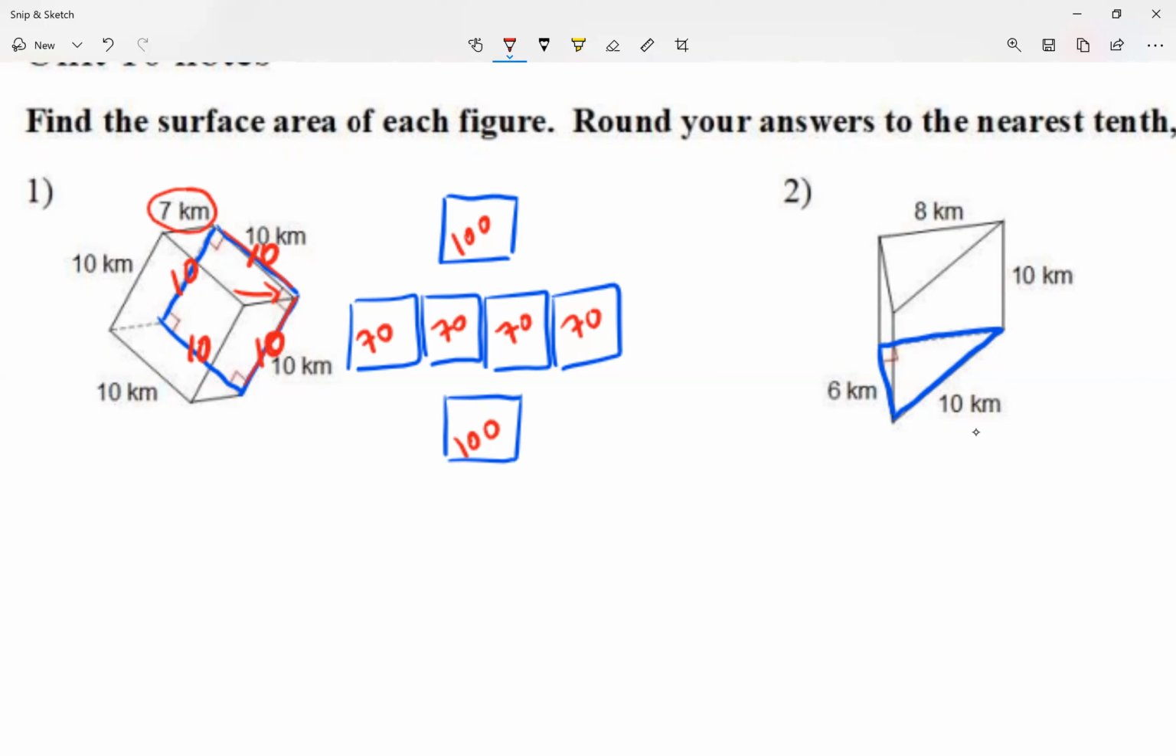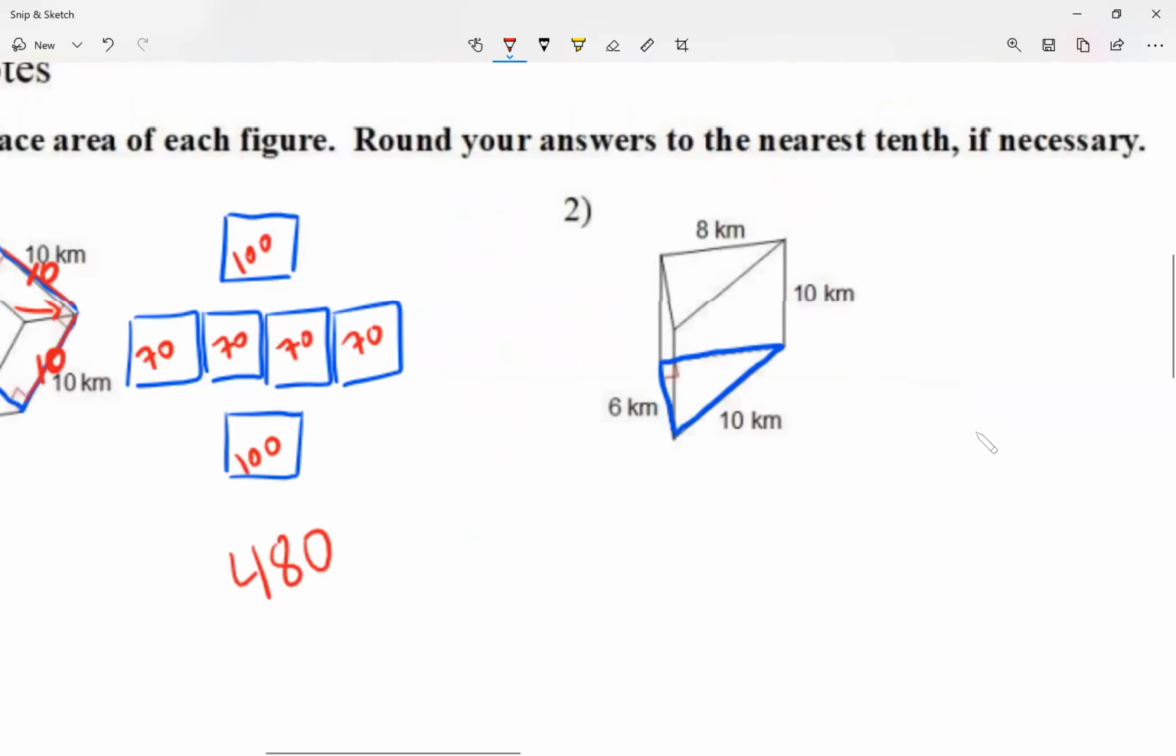Use a calculator if you need to. In my case, my surface area happens to be 480. Round it to 1 decimal place if necessary. You might have a decimal.